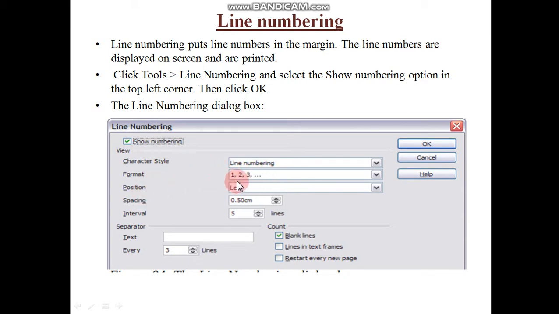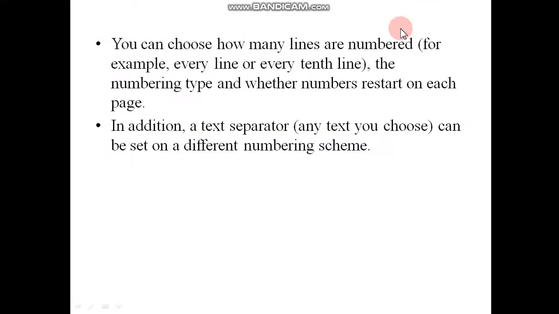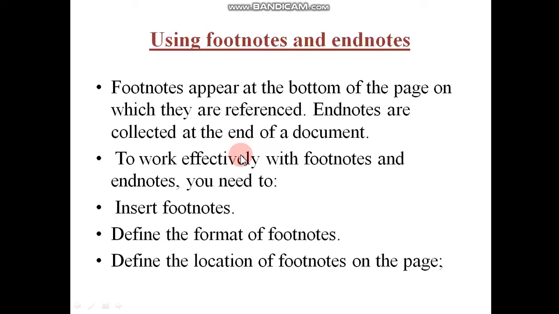Position on the left side of the sentence, spacing given 0.50 centimeter, interval like 5 lines, then given a number. Click on the OK button when you want to give line numbering to your document. You can choose how many lines are numbered, for example every line or every 10th line, the numbering type, and whether numbers restart on each page. In addition, a text separator, any text you choose, can be set on the different numbering schemes.